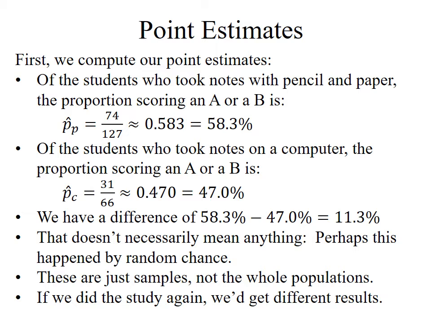But that doesn't necessarily mean anything. We're not done here because this is just a sample. This could have happened by random chance. If someone else did this study again, they would get different results. They would probably not get exactly 11.3%. They might get something bigger. They might get something smaller. It could be that the real difference, if we did this with very large samples or the whole population, is no difference at all. So we need to do math. We need to figure out whether that difference of 11.3% is statistically significant.